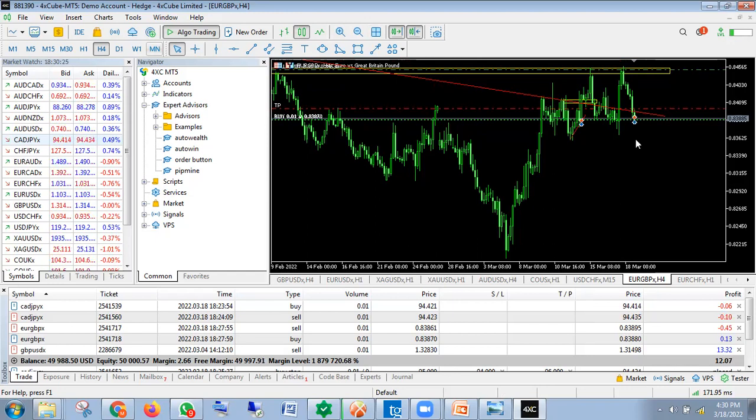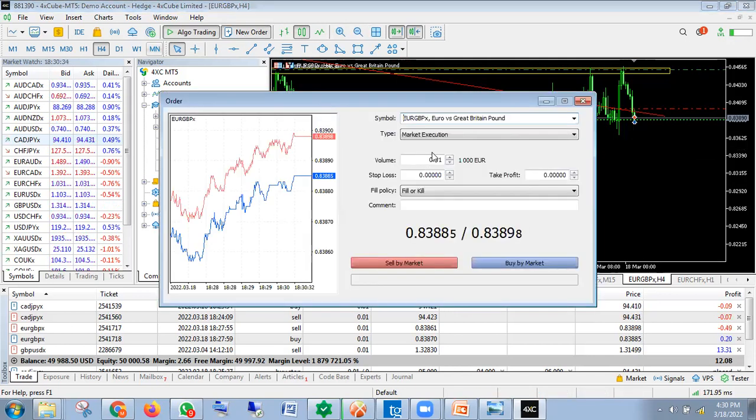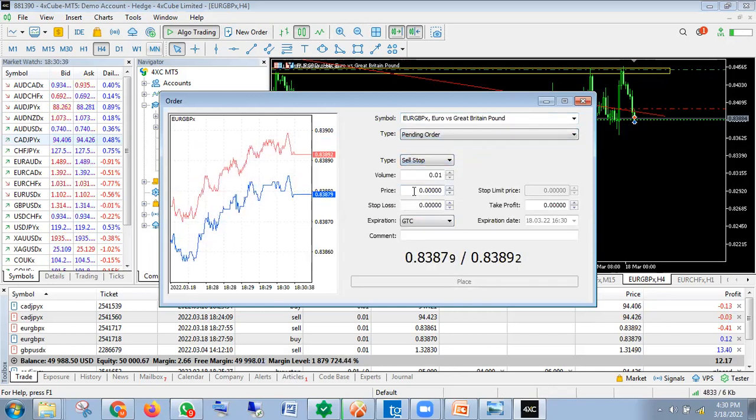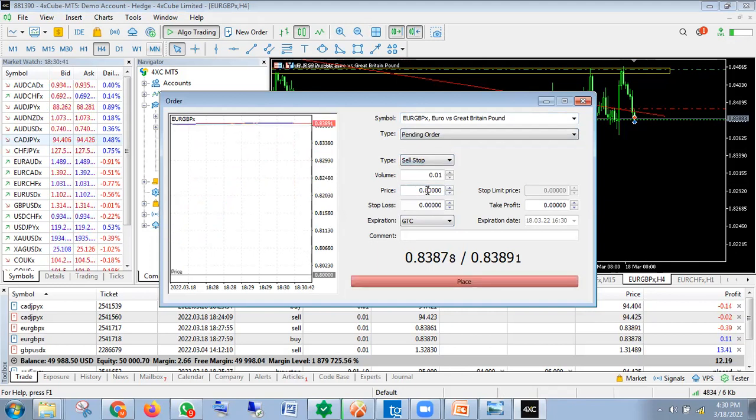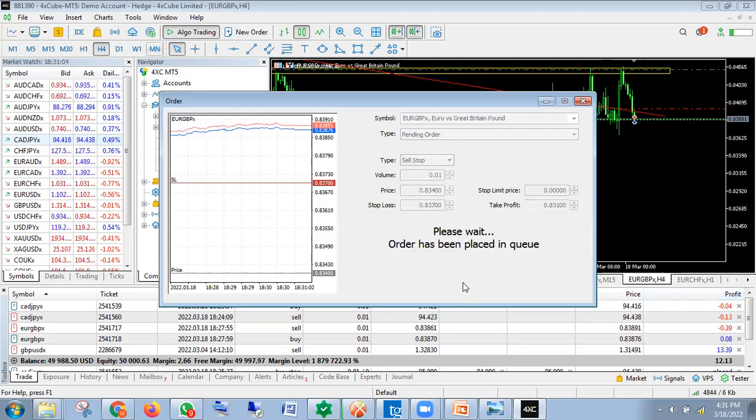So let's do a sell stop here at 0.8349. Sell stop is used to sell below the current price. So we'll go to pending order. I have to put my stop loss on. The stop loss will be above, at 837. It's active. Then I'll set take profit at 831. Let's place it.